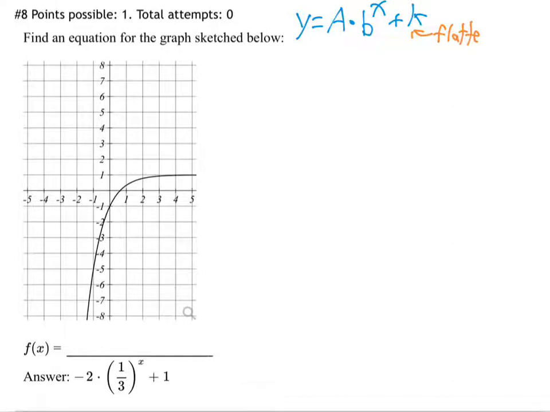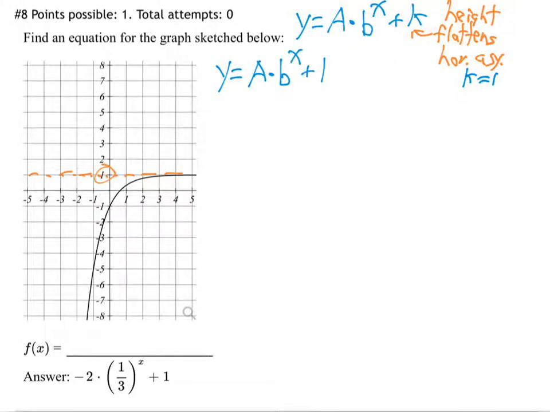Well, can we figure out the k, where the graph flattens? Where does it flatten? The height at which it flattens, the horizontal asymptote. What's the horizontal asymptote? Right there at 1. So that part's got to be 1, doesn't it? So this is y equals a times b to the x plus 1.